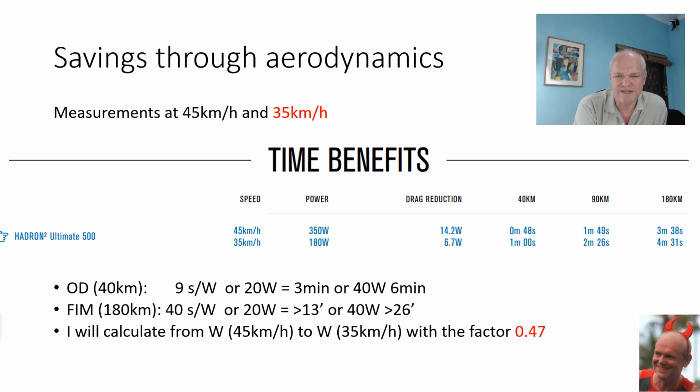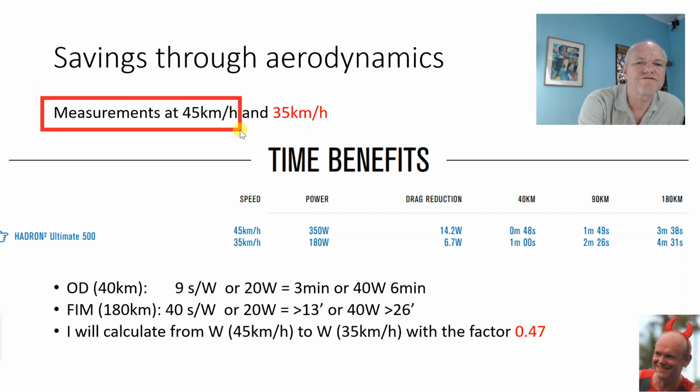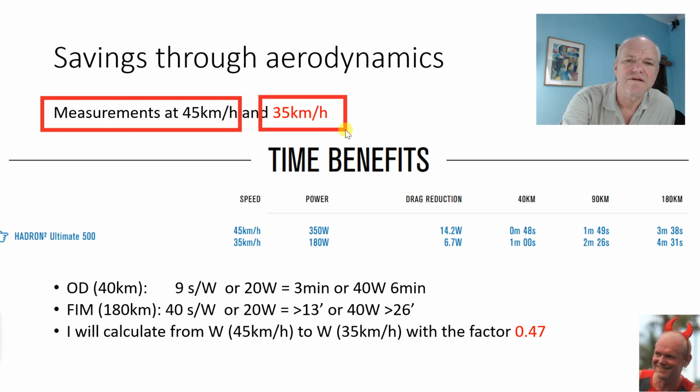I took it from the website of Swiss Side, and mostly the measurements are taken at 45 kilometers per hour, but they sometimes redo it or calculate it to a speed which is maybe more appropriate to us, and that is 35 kilometers per hour. So that is the one which is more relevant for us, I would say.